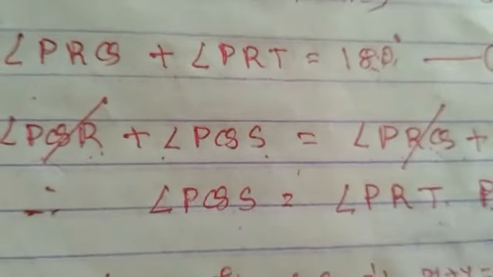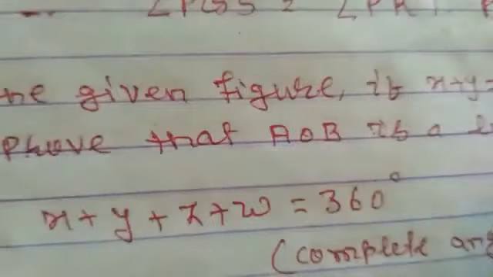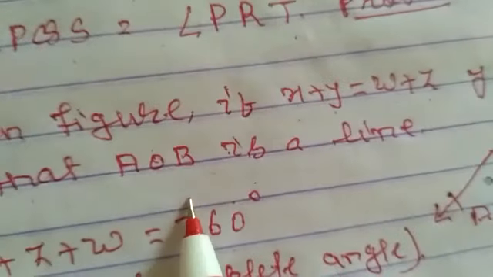Now let's see one more question. In the next question we have, in the given figure, if x plus y equals w plus z, then prove that AOB is a line.